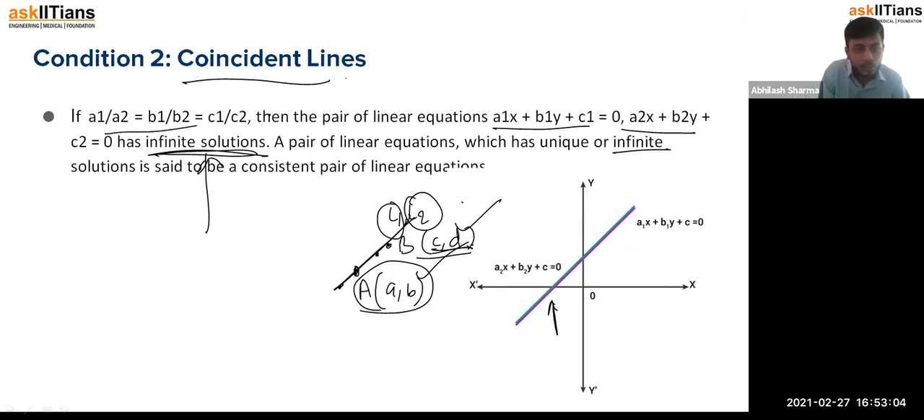And from our study of the cross multiplication method, we already know that for infinite solutions, this case should hold true. Whatever is written here, a1 by a2, these ratios are equal to each other, right? So we can conclude that whenever this holds true, the lines will be coincident. Okay, so I hope this case is also clear to everyone.